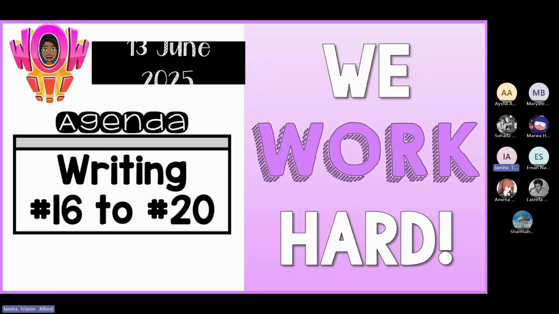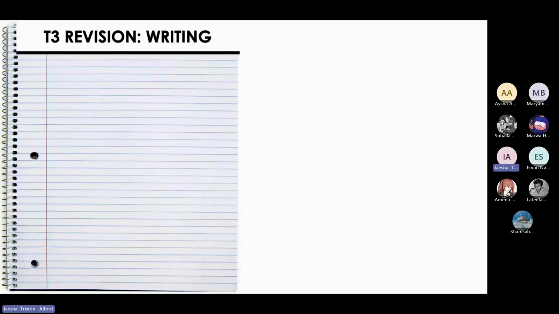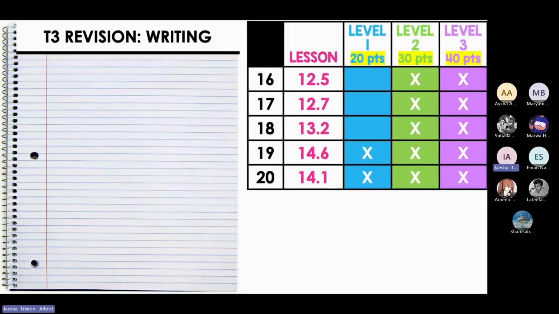All right, so we are going to start the writing questions, number 16 to number 20. Just an overview, I would say that questions 16, 17, 18 might be the ones that give you a little bit of trouble. They range about a level 2 to a level 3. Depending on your level is going to depend on how many points you should expect in the exam.